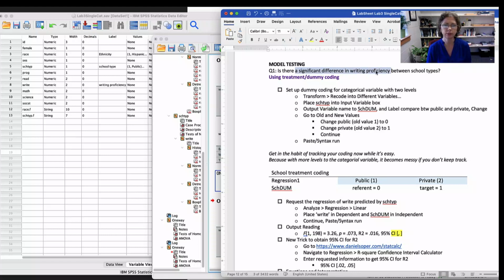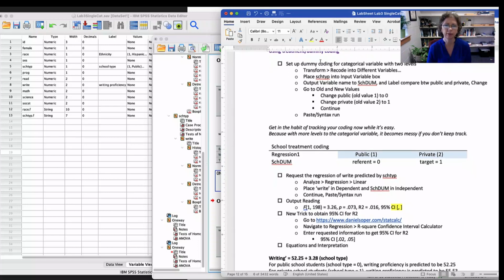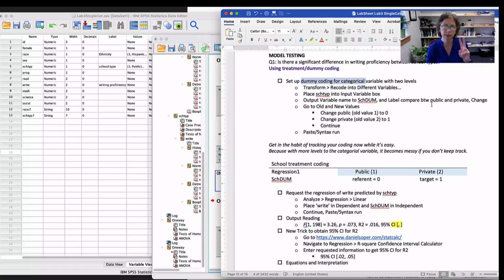But now we're going into model testing, and the first type of coding we're going to use is the treatment or dummy coding. We have to set up dummy coding for the categorical variable of school type because with 2 levels. Remember, school type came in coded as 1 and 2, and for dummy coding we need 0 and 1. So we're going to transform and recode into different variables. Using school type in the input variable box, we're going to change public to 0 and private to 1. So go do that.